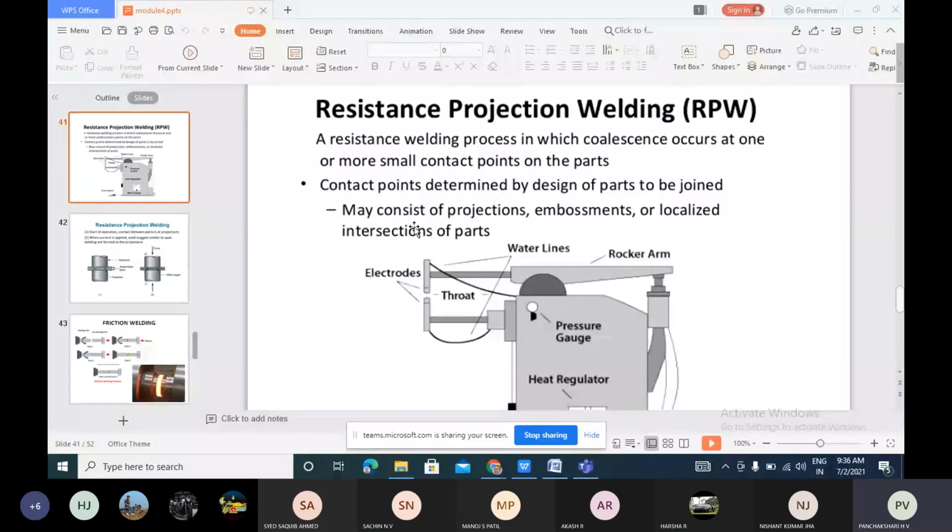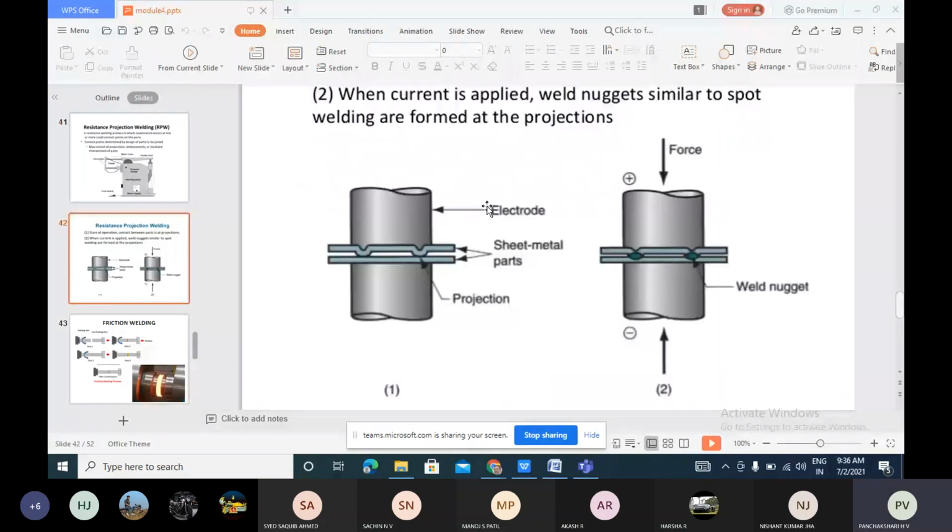See, it may consist of projections, embossments, or localized intersections of parts. What is that meaning? You will see with the diagram here. In resistance spot welding, we have seen the lapping of one part over the other, but both parts are just flat. Even in seam welding, both parts A and B are flat.